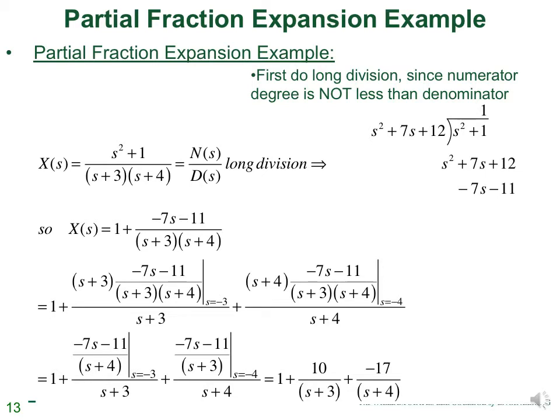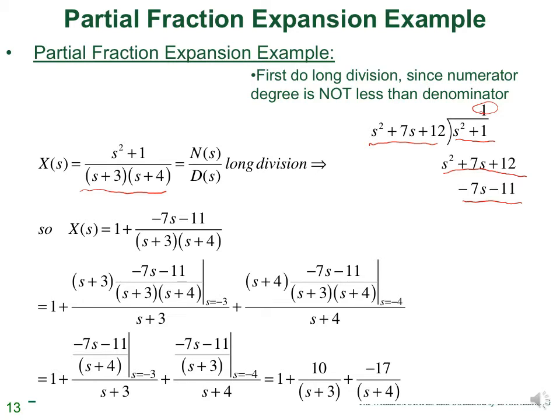Here we have s squared plus 1 over s plus 3, s plus 4. Because the numerator has the same degree as the denominator, that tells us we must do a long division first in our partial fraction expansion. So we just expand the denominator into all its terms and divide that into the s squared plus 1 numerator. That goes one time, so that's our first term. Then we subtract that from s squared plus 1, and we get a remainder of minus 7s minus 11.